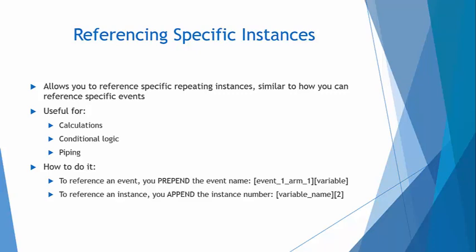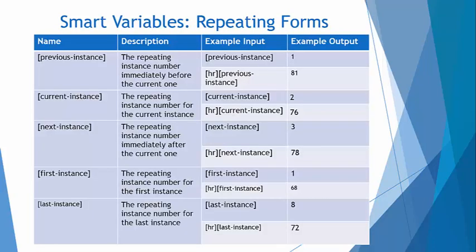To reference a specific instance, you append the instance number to the end of the variable, so variable name 2, to reference the second instance in which that variable name occurs. There are 5 smart variables that can be used with repeating forms, and when you're using them to refer to a specific variable on an instance, you always have to make sure you append the smart variable, just like you would the instance number. This means that you always have to make sure that the smart variable for the repeating form comes after the variable name.